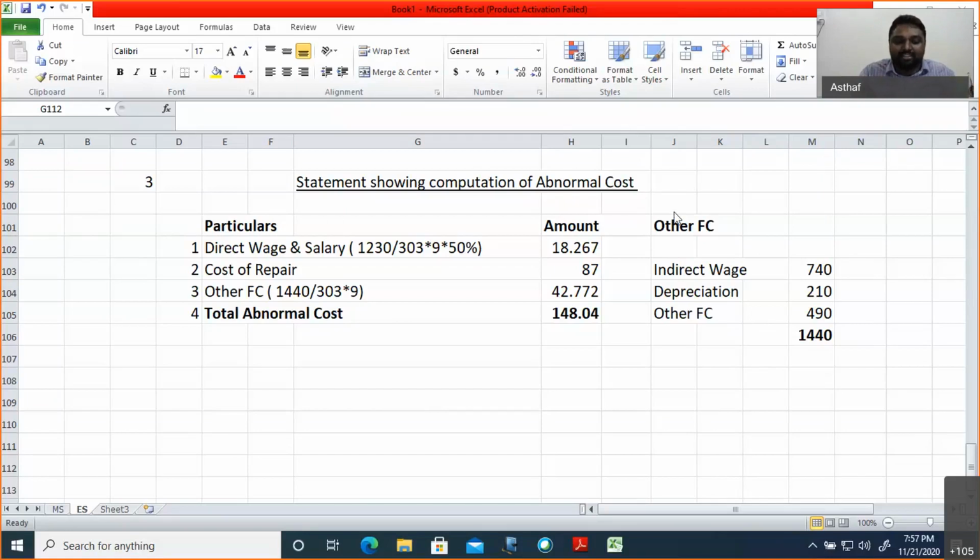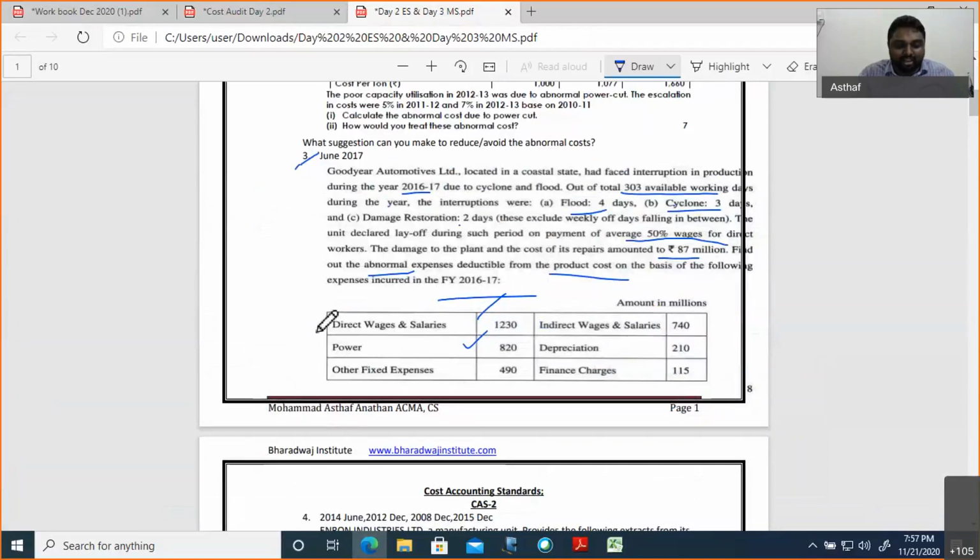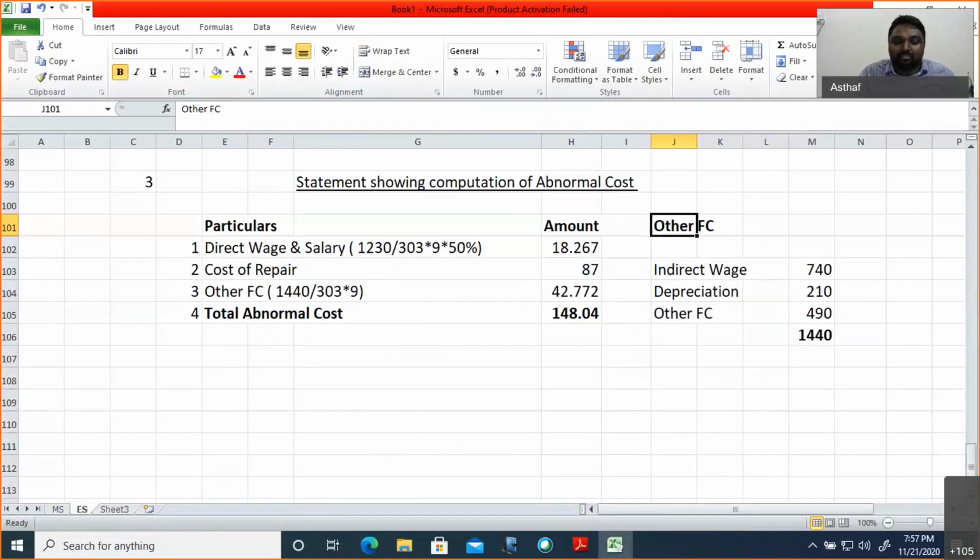See the heading itself, other fixed cost. See here the heading is not fixed cost, here the heading is expenses only. So power is a variable, that is why we have not considered it. Another question is that wage will not come. See, wage is fixed only. Look here, the wage is already given in the question: 1230 for the year. During the lockdown, we are paying 50%. So that 50% for the lockdown we are treating already. So wage we are treating already, that is what we are taking separately.